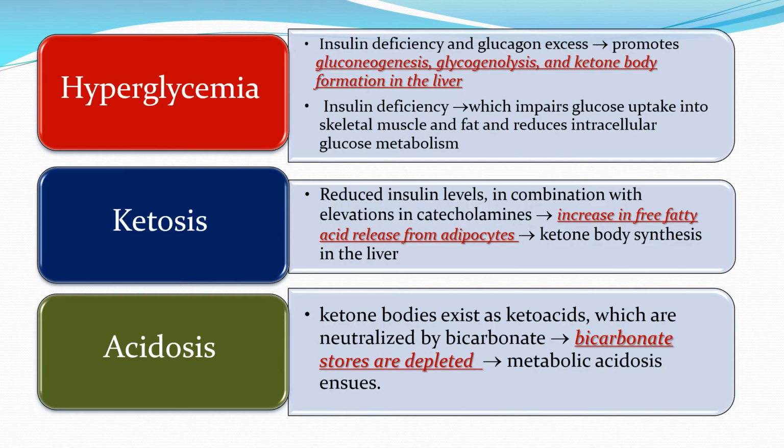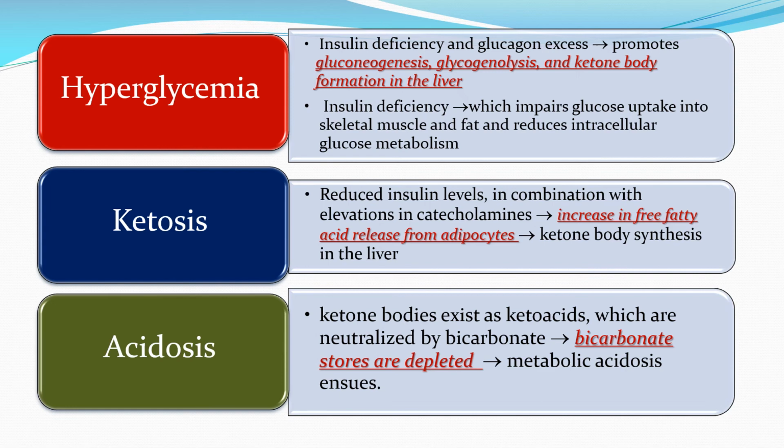Now, diabetic ketoacidosis is characterized by a triad of hyperglycemia, ketosis, and acidosis. In type 1 diabetes, there is an absolute deficiency of insulin, which will enhance gluconeogenesis and glycogenolysis. Gluconeogenesis is the production of glucose from non-carbohydrate sources. Glycogenolysis is the breaking down of glycogen into glucose. It will also enhance ketone body formation, because deficiency of insulin results in enhanced lipolysis, the breakdown of triglycerides into fatty acids. Those fatty acids are delivered to the liver to form ketone bodies. So ketosis is the formation of ketone bodies by the liver.